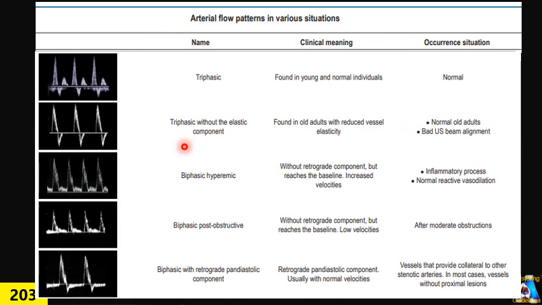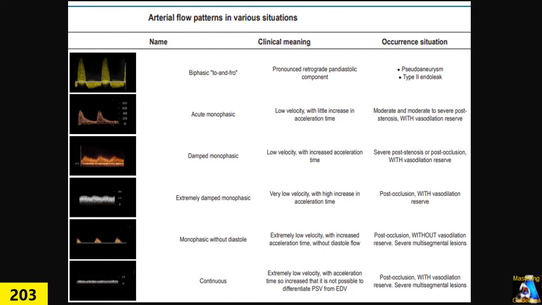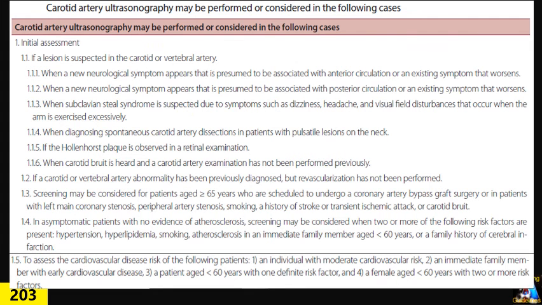Here is a chart of some important and different types of pulse Doppler patterns in arteries. You can pause it and study by yourself. As you may notice, there are many other different types of flow patterns in arterial or even venous systems that I am going to talk about in different related topics. Here we have the indications for carotid ultrasound. That's a lot, and I leave it for you to study if you want.